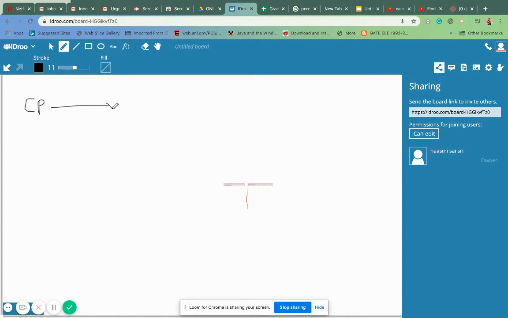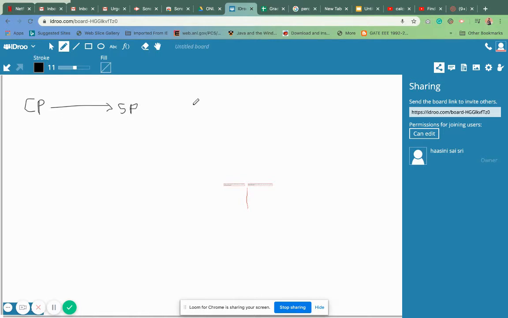When I'm talking about CP and SP, there is either a profit that is happening from the CP to the SP or there is a loss that is happening. This profit or loss depends on whether the SP is greater or lesser than the CP.